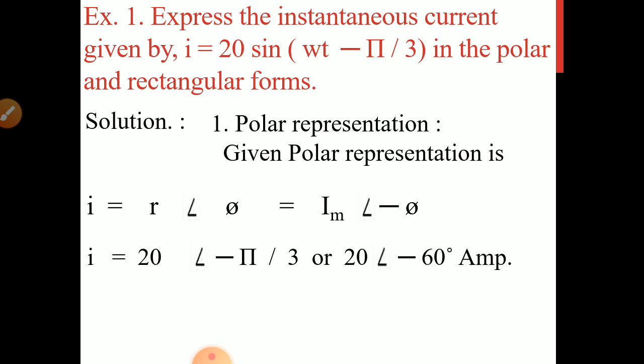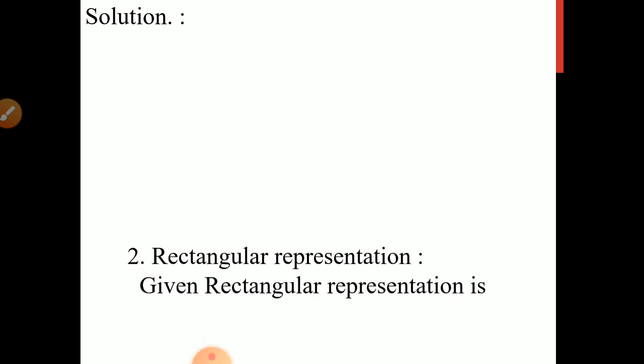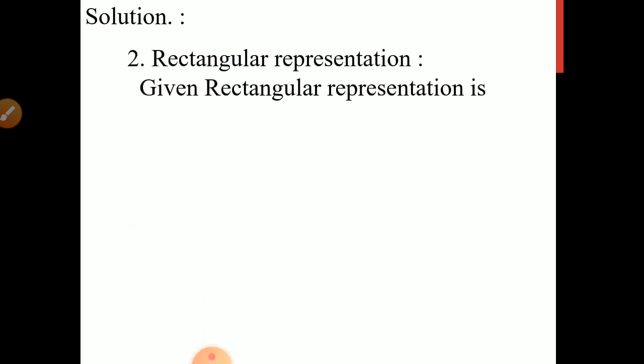Now we'll convert the current into rectangular form. What is given is rectangular format, I is x plus jy. Find out the values for x and y. We have polar values, so convert from polar to rectangular.